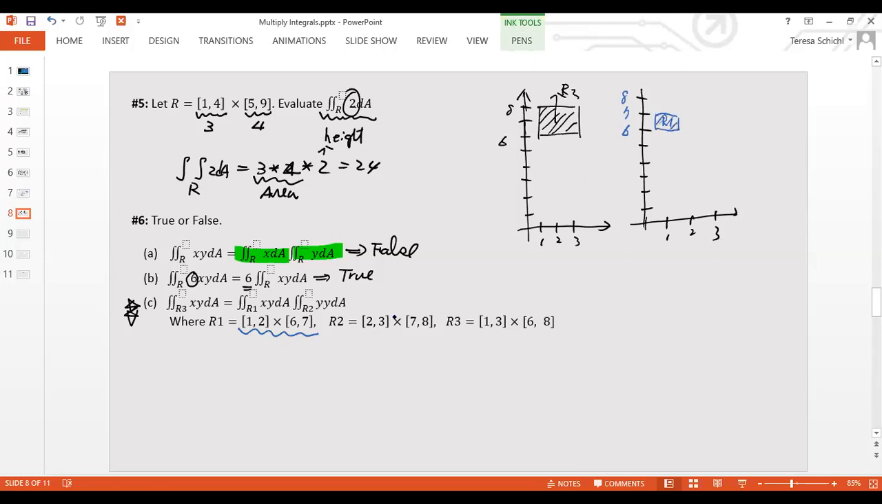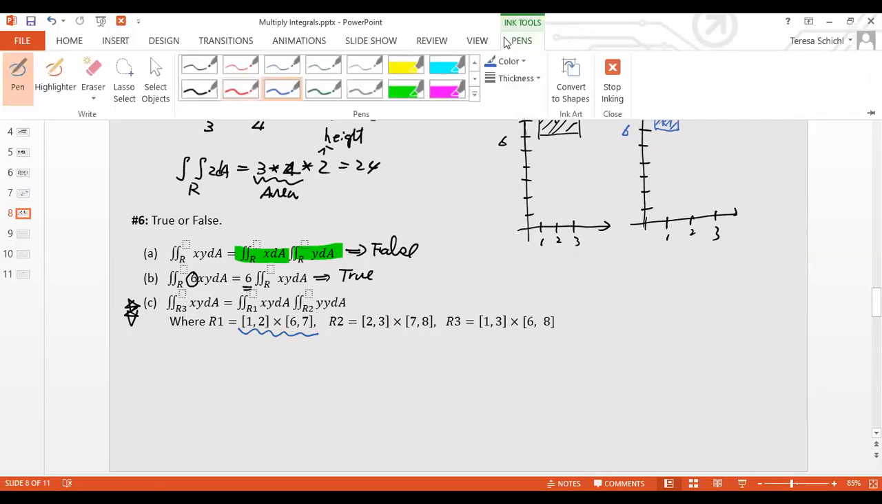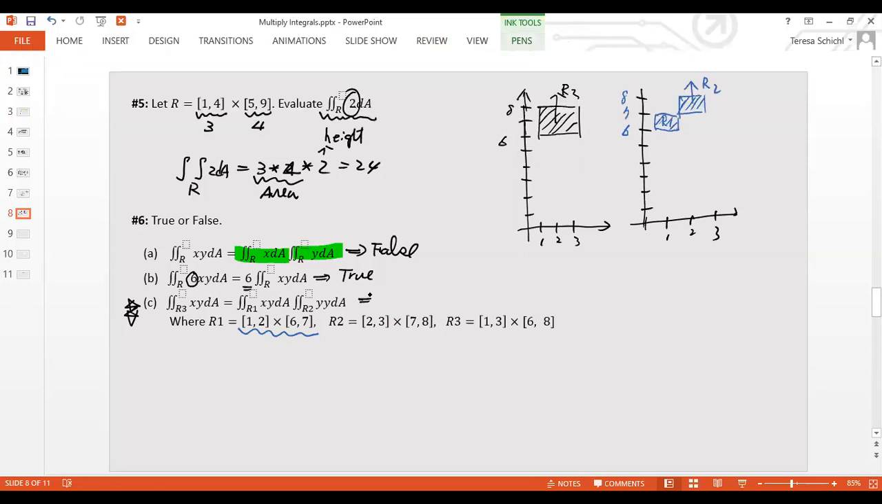Okay, now my R2 is 2 to 3, 7 to 8. So it's 2 to 3, 7 to 8. So this is my R2. Do they have the same integration region? No, right? So that's why we say this is false also. So this cannot be true here. Also, I cannot change it to the XY and the YYs here, right? So I cannot do that.